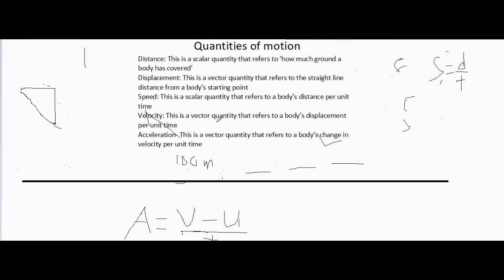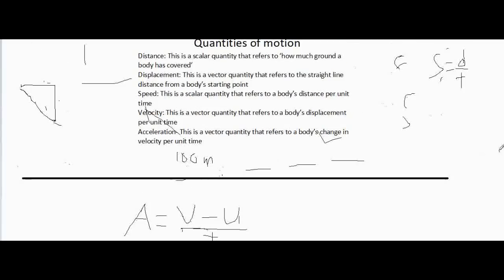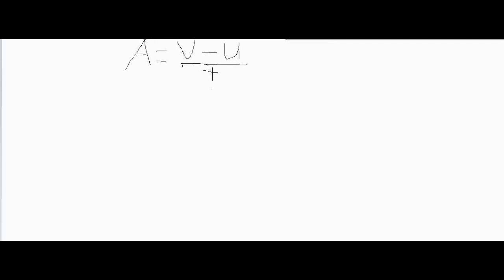So let's just go over that. Displacement is the straight line distance from a starting point, while distance is how much ground you have covered. Speed is a scalar quantity that refers to distance per unit time, and velocity is the vector version of speed. And acceleration is the change in velocity per unit time, which means that if a body has constant velocity, there is no acceleration. That will be all for this video.